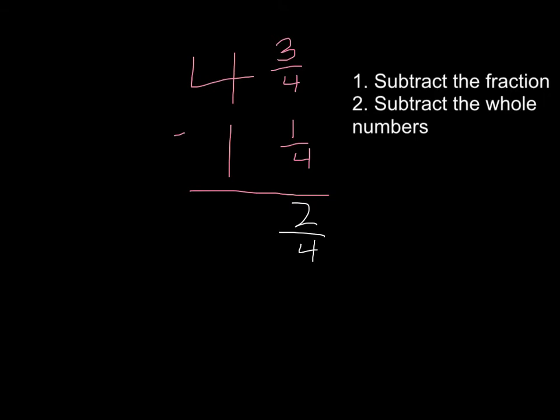Step 2 is subtract the whole numbers. In this case, the whole numbers are 4 minus 1. And 4 subtract 1 is 3. So your answer is going to be 3 2/4, or 3 1/2.